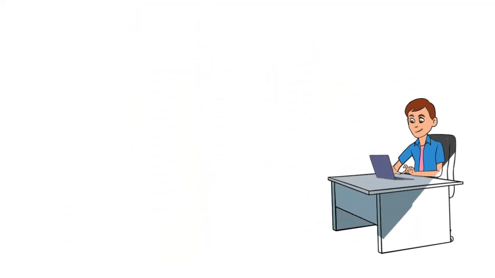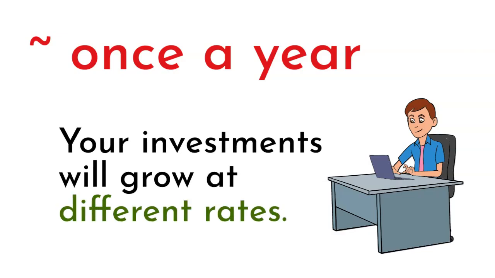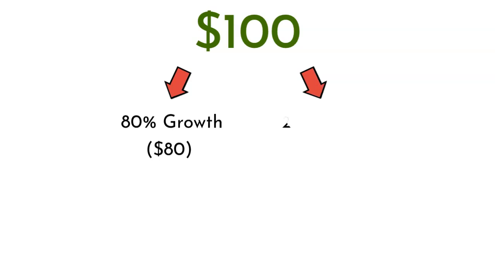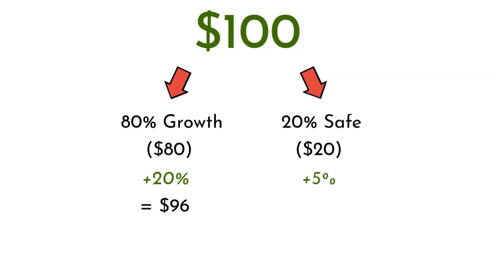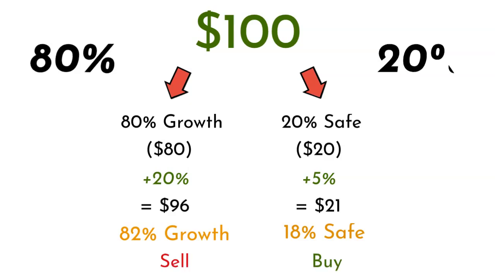After you set up your percentages, you have to check on your investments about once a year. Why? Your investments will grow at different rates. Let's say you invested $100 and your allocation is 80% growth and 20% safe. If your growth investments went up 20% this year to $96, but your safe investments only went up 5% to $21, your allocation is now 82% growth and 18% safe. So you need to sell some of your growth investments and buy more safe investments to maintain your 80-20 ratio.